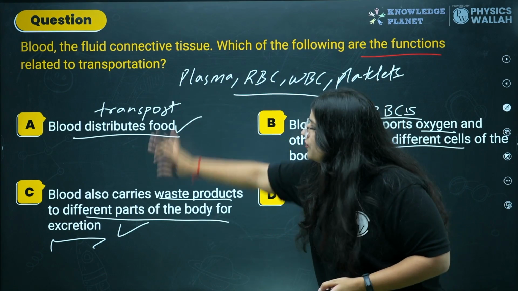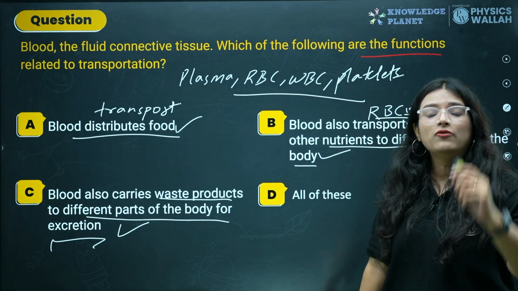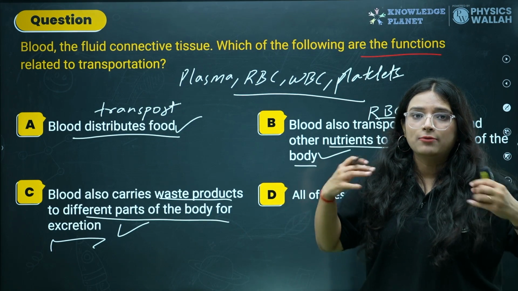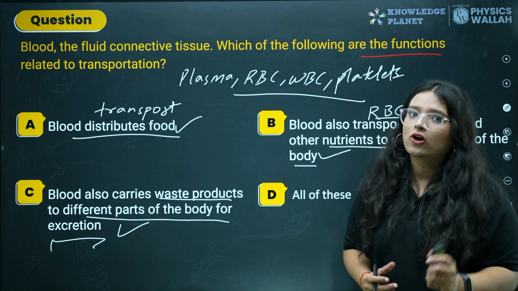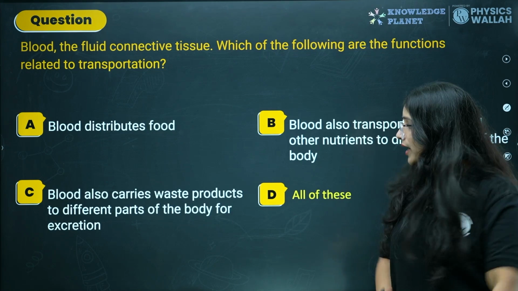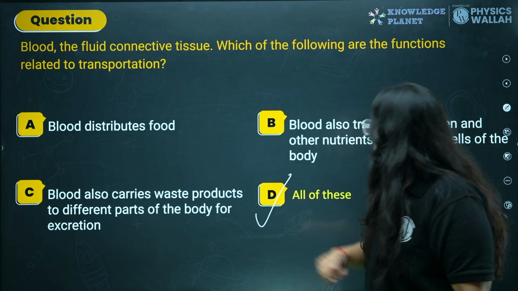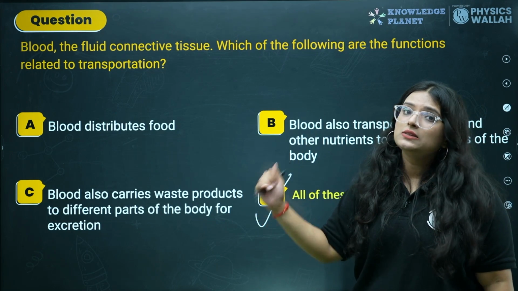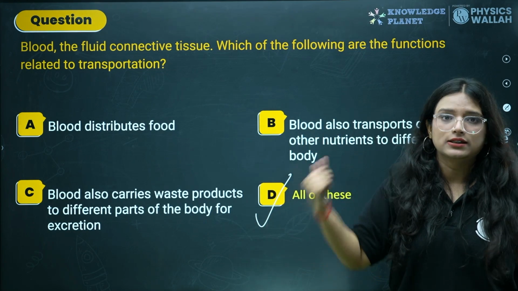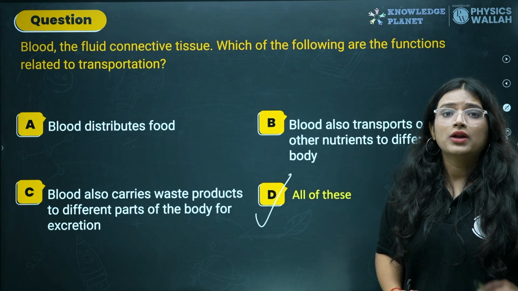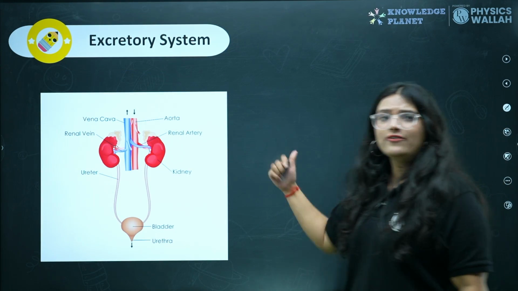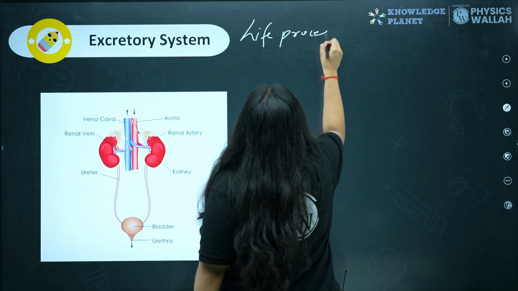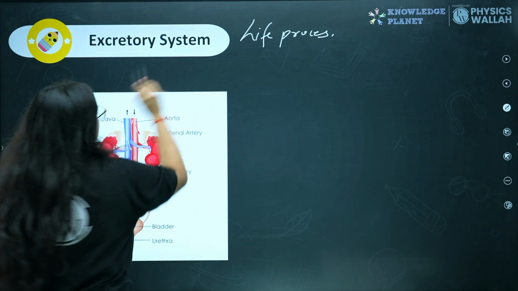So all of these statements are true, and the blood performs various functions so that they can keep our body maintained and also help in survival. Okay. So therefore, the correct answer is all of these. All of these are the functions of the transportation system which is done by the blood. Okay. Now, let's move to the next life process, and this life process is your excretory system.